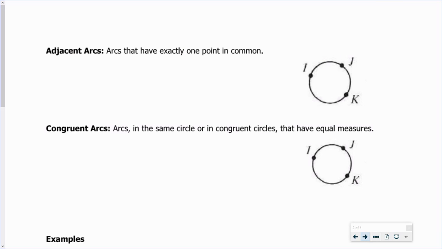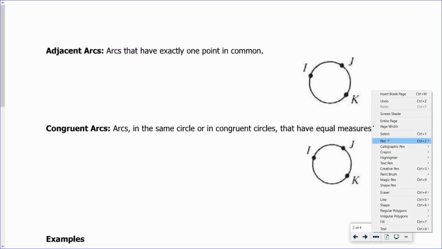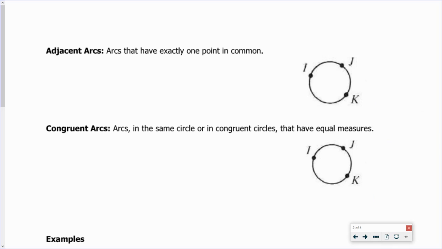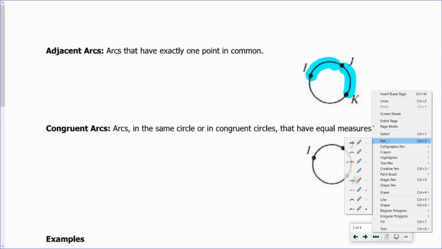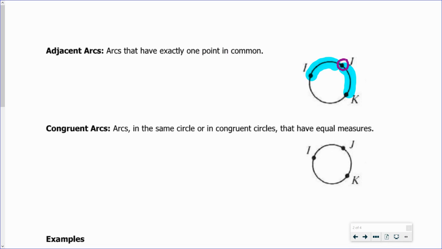Let's look at a couple more terms here. Adjacent arcs are just arcs that have exactly one point in common. So again, if we look at this diagram, I'll grab the highlighter. Okay, so arc IJ and arc JK would be classified as adjacent arcs because they share exactly one common point, and that is point J. So arc IJ and arc JK would be one example in this diagram of a pair of adjacent arcs.